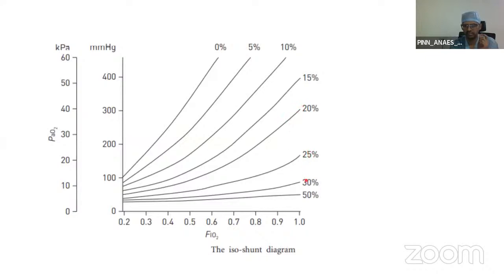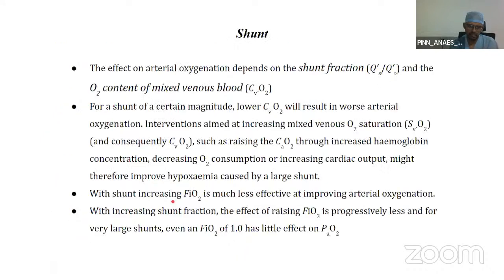If the shunt is beyond 30%, increasing FiO2 causes a negligible increase in PaO2. So that is why with increasing shunt fraction, the effect of raising FiO2 is progressively less, and for very large shunts, even an FiO2 of 1 has little effect on arterial oxygen tension or PaO2.